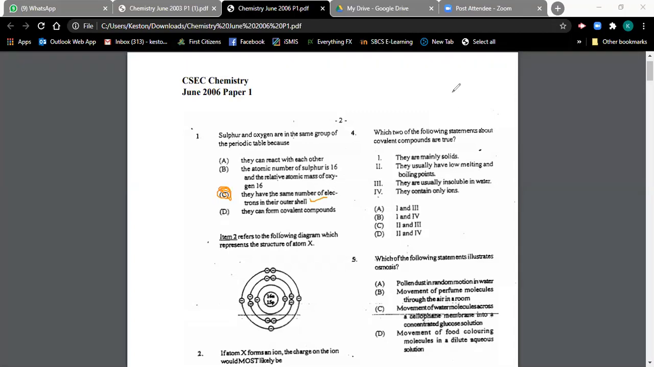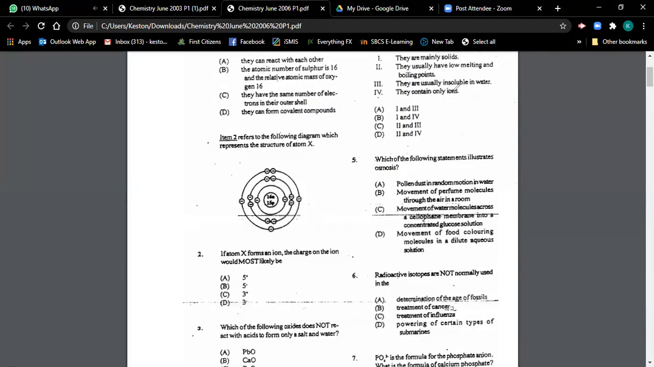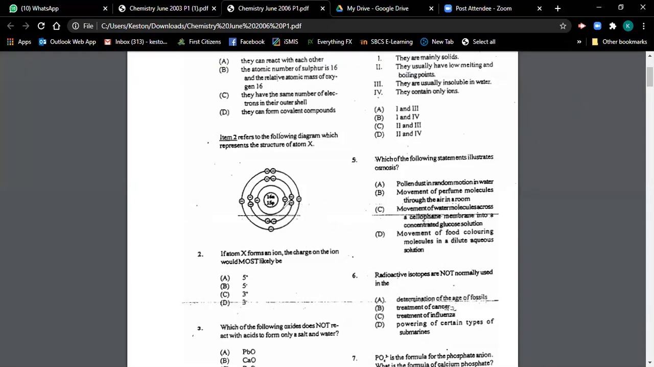Very good. 2. If atom X forms an ion, the charge on the ion would most likely be. So we need to look at the number of electrons on the outer shell. How many electrons are there? 1, 2, 3, 4. Seeing 2 and 3, 5 electrons on the outer shell. What would be the charge? Would it be easier for it to lose 5 electrons or gain 3 electrons?